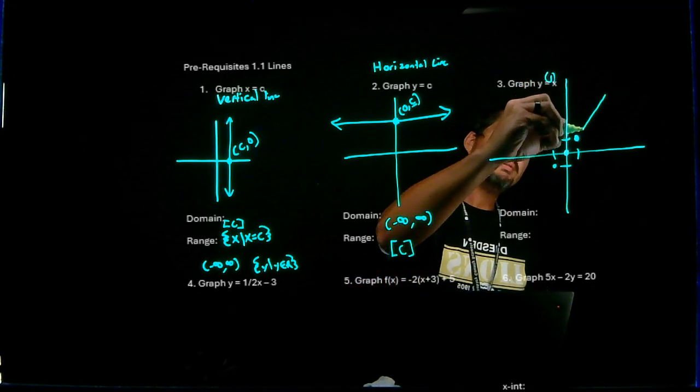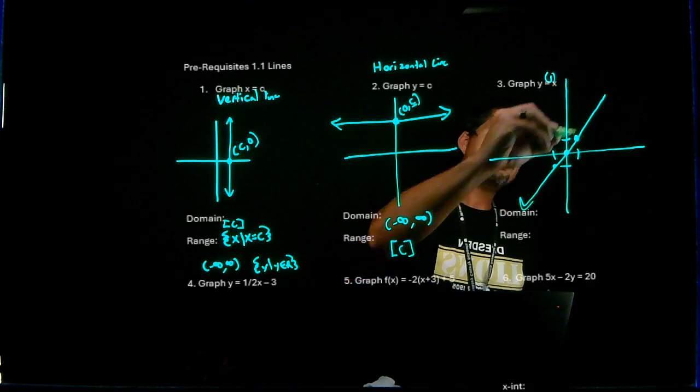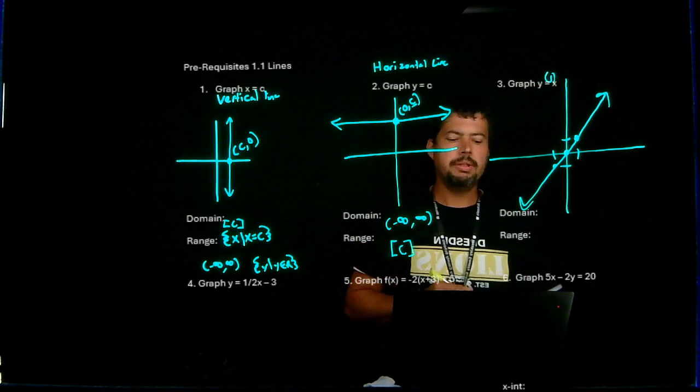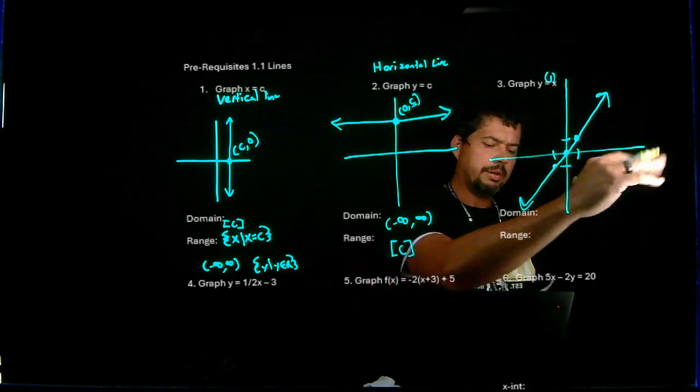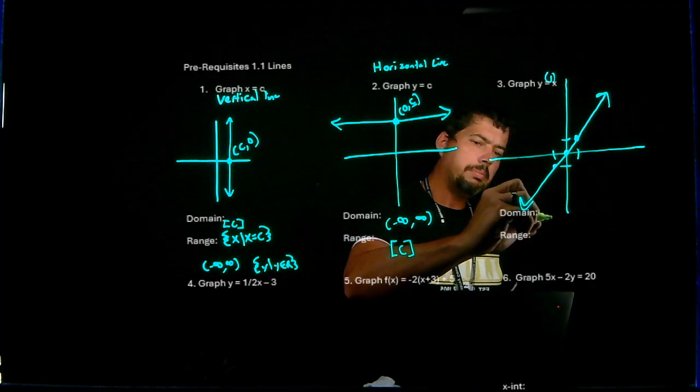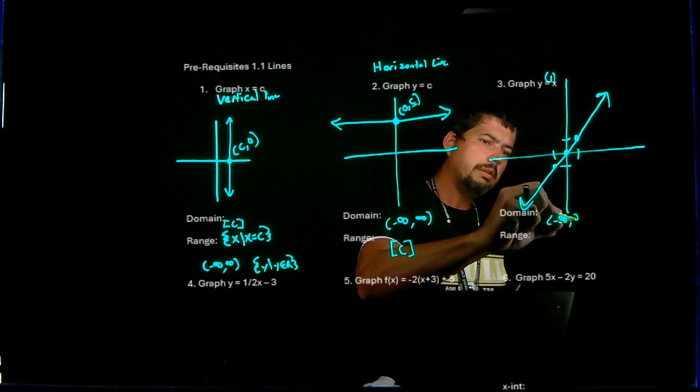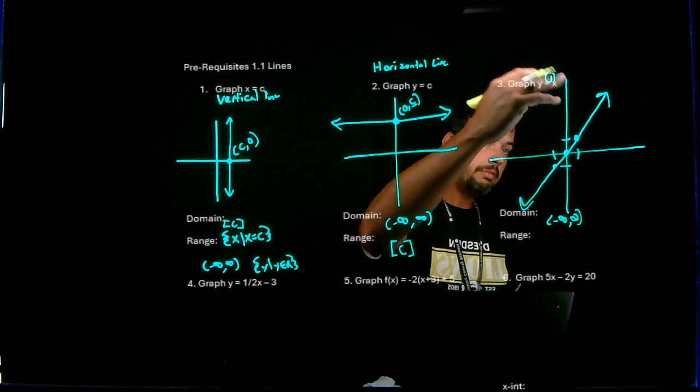We could make a table. You have to on your mother function quizzes. But there's y equals x. And its domain is that it runs left forever and it runs right forever. So its domain shall be from negative infinity to infinity. And it is also falling forever and rising forever.